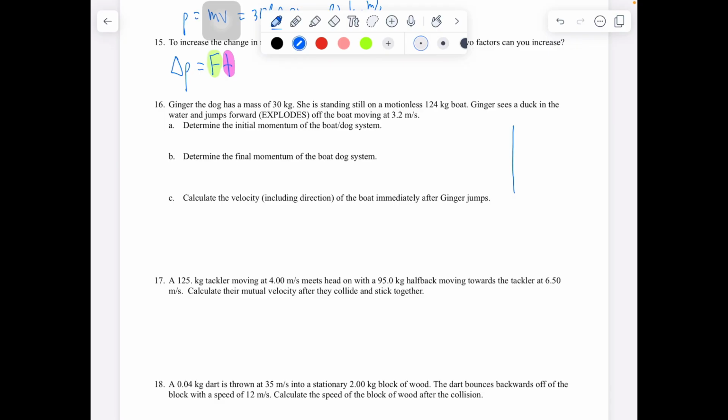We'll start with our initial state, right? We have Ginger the dog standing on a boat. Here's our boat, and we'll call that our dog. Yes, lovely. Ginger standing still on this boat. Ginger sees a duck, jumps forward off of the boat. So what do we end up with? Well, if they're not moving, they're both not moving, both at a velocity of 0, Ginger leaps forward. So now it has some positive velocity. Well, what happens to the boat? It must be moving backwards.